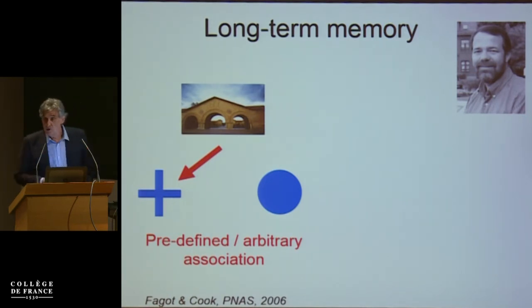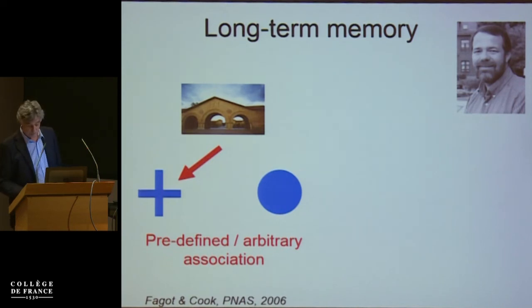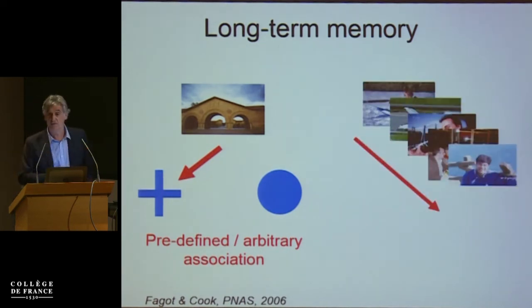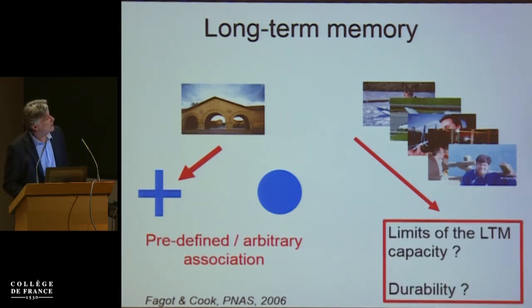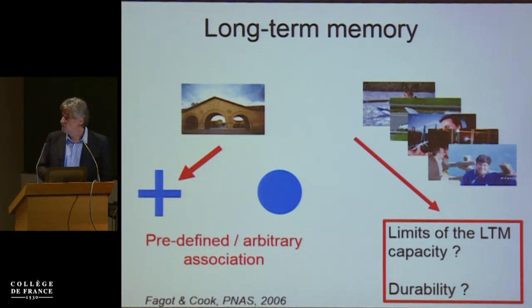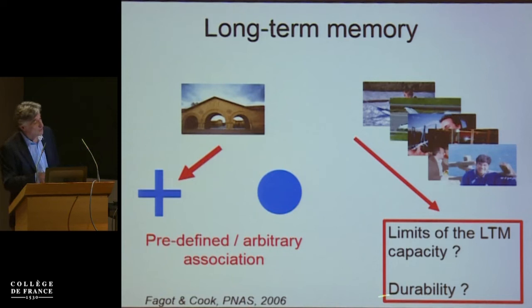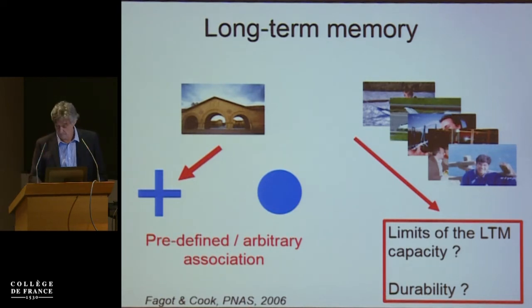And then the animal has to learn that this picture goes with that one, another one will go with a circle, another one will go with a circle again, and so on, and so on, and then we expand. We expand the number of images that the animals have to learn. And we did this experiment during 3 years. Every day we try to expand the number of images that the animals had to learn. And we did so just to test the limit of their long-term memory capacity, but as well as to test the durability of their memory.